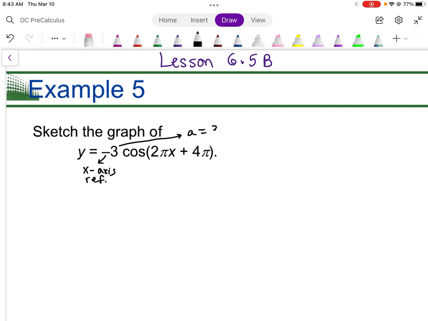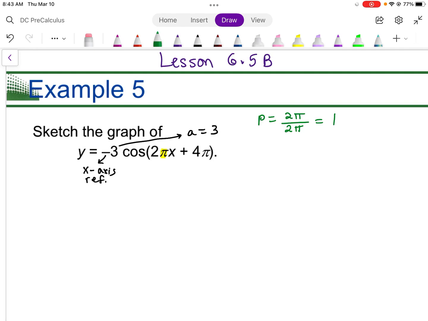It has an amplitude of 3. And the period's a little different here because this problem actually has a pi with the number in front of x. So the period is actually going to be 2 pi, because that's what we always divide by, and then we divide by what's in front of x, so divide by 2 pi. So your period has a length of 1.